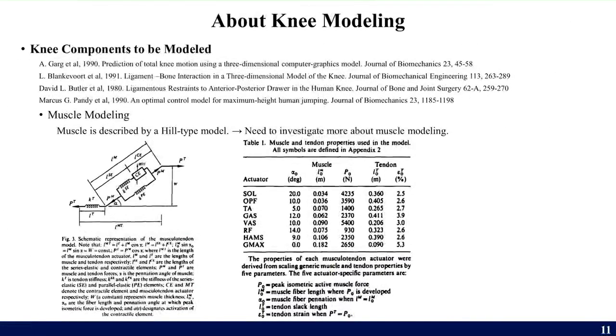The last one is the muscle modeling. As I learned before, many papers use the Hill type model, but I need to study and investigate more about this model, but I will use the Hill type model. So the picture is the schematic of the Hill model, and the table is the information about the model parameters.